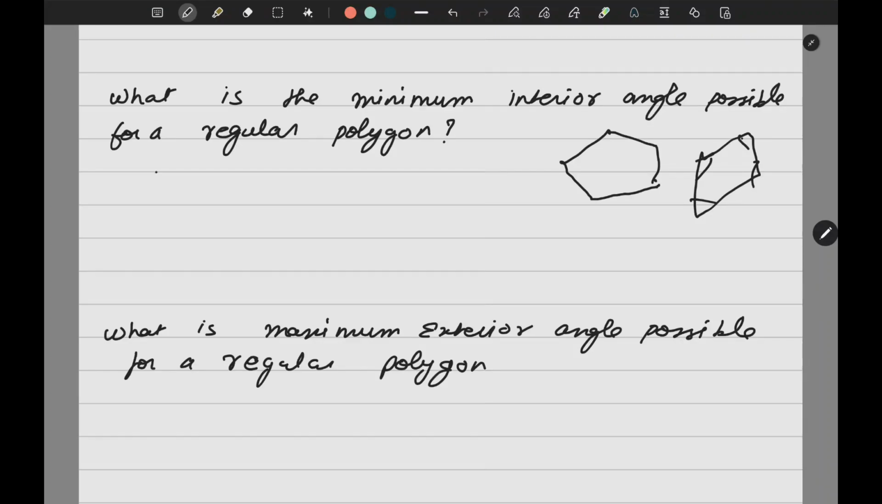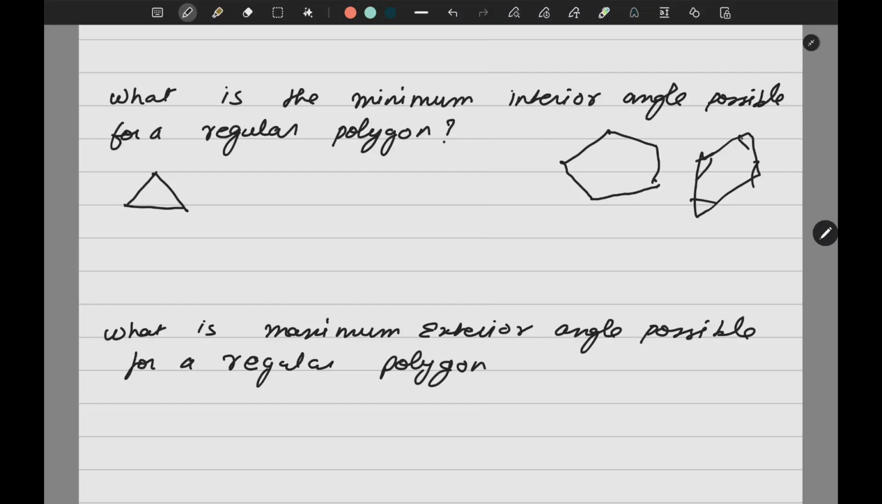If you construct the minimum, smallest polygon, that is a triangle, because after this will come quadrilateral, after that pentagon. So as the number of sides of a regular polygon decreases, each of its exterior angles increases. Therefore, each interior angle decreases. Thus, for an equilateral triangle, we have the minimum interior angle.